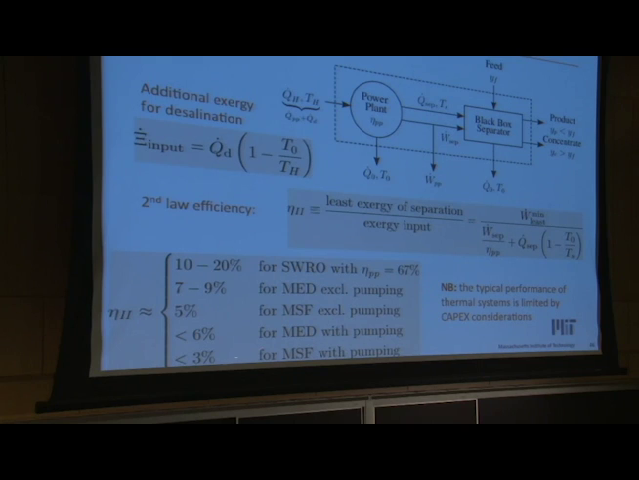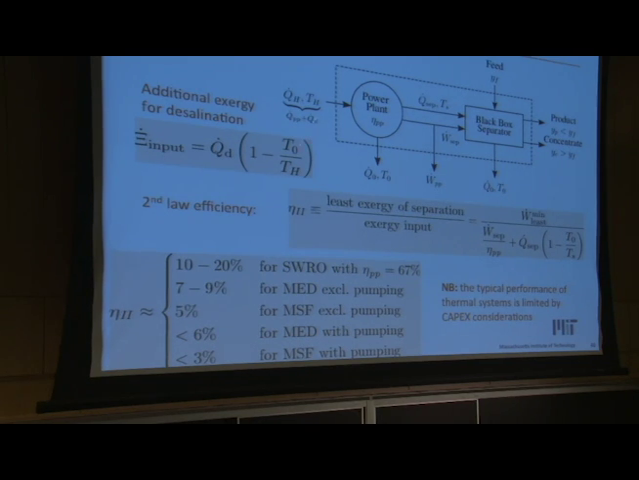But on the other hand, if I look at the MSF plant I showed you and I include the pump work, it's less than 3%. So it's really not a good way. If you're going to burn that fossil fuel, you'd like to burn as little of it as possible for the purpose that you have. You're much better off going with the membrane process than the thermal process.